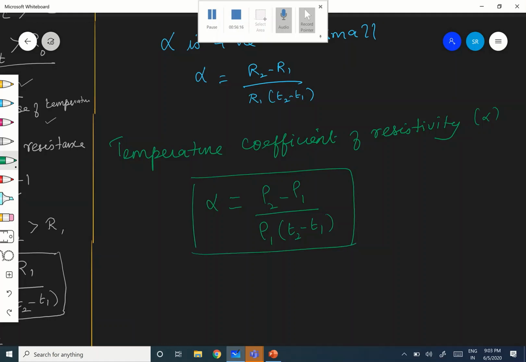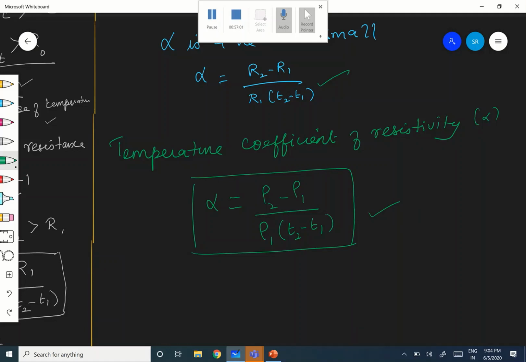So here it is in terms of resistance, and there in terms of resistivity. That is the only change. Therefore, the increase in resistivity per original resistivity per degree rise of temperature is what is called the temperature coefficient of resistivity. Are you following? For metals it is positive, that is, electrical resistivity increases with the increase of temperature. But for insulators and semiconductors, it is negative. As you increase the temperature, resistivity will decrease.